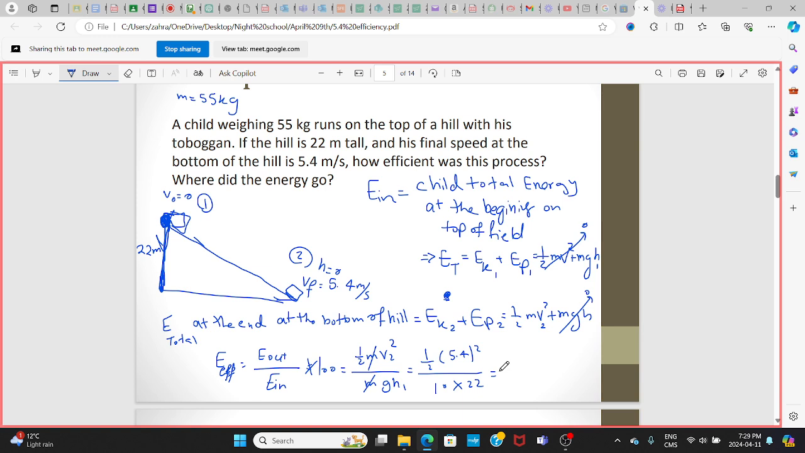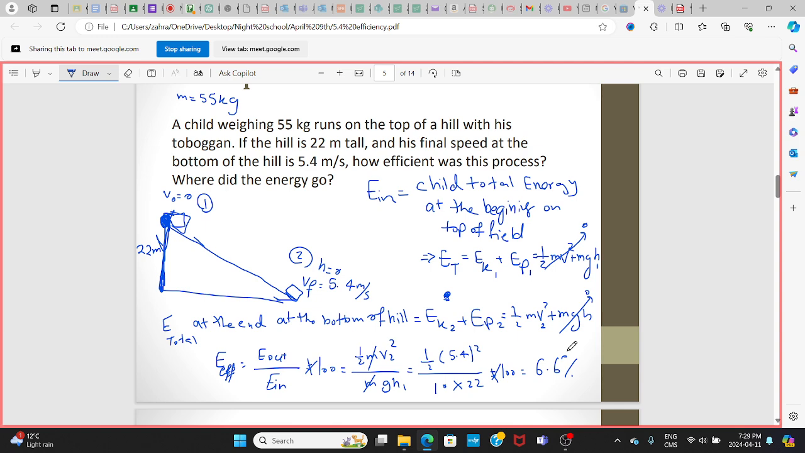5.4 power 2 divided by 2 divided by 10 divided by 22. And I forgot to put 100 here. Okay, multiplied by 100, it's going to be 6.6. So what happened to the rest of the energy?